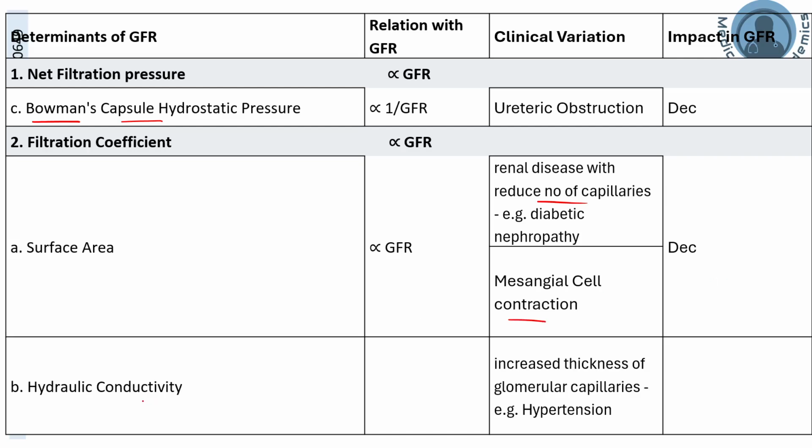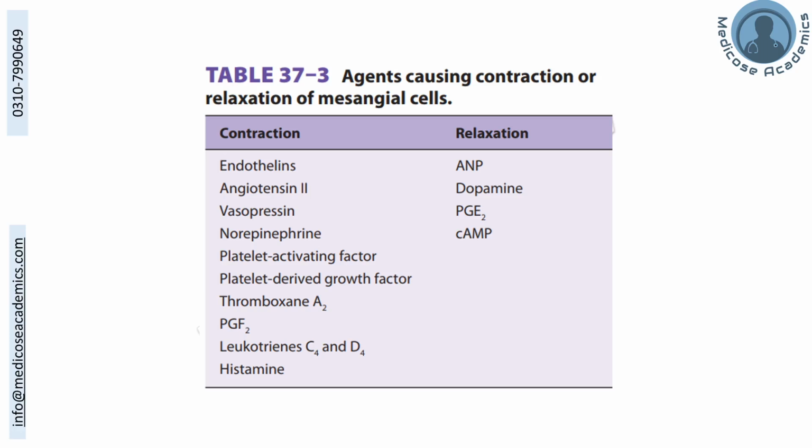Hydraulic conductivity is again directly proportional to the GFR. If the hydraulic conductivity decreases, for example, by sclerosis of the glomerular capillaries in hypertension, the filtration will decrease. These are the agents which can either contract or relax the mesangial cells. If there is contraction of the mesangial cell, available surface area decreases, so the GFR also decreases.